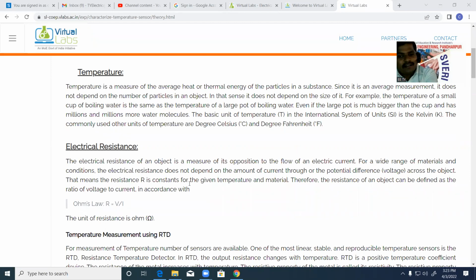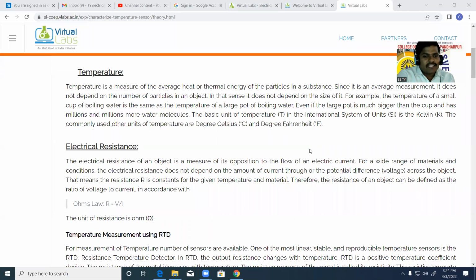If a wide range of material is there, suppose we are considering insulating material. For a wide range of insulating material, the amount of resistance does not depend upon the current flowing through that material. Current varti depend nahi hai, right? Also it does not depend upon the voltage across that object. That means the resistance R is constant for the given temperature and the material.